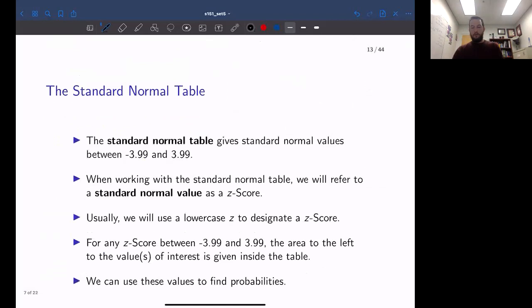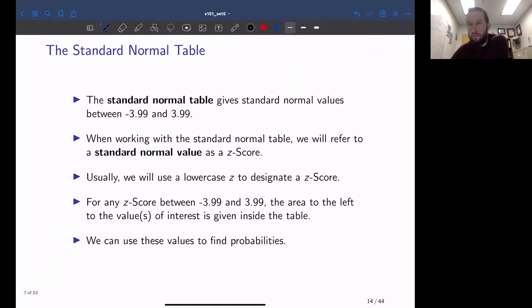All right. So our objective is to find area underneath the normal curve, underneath any normal curve. To do that, we are going to work with the standard normal table. The standard normal table gives values between -3.99 and +3.99. And essentially what the table does is it just gives us area underneath the curve.